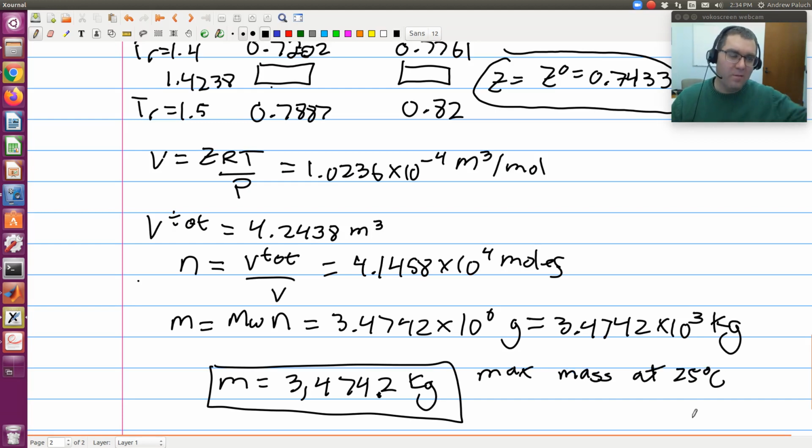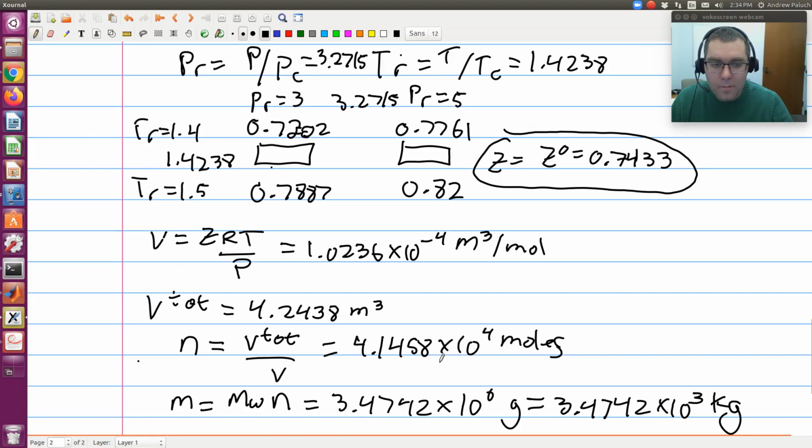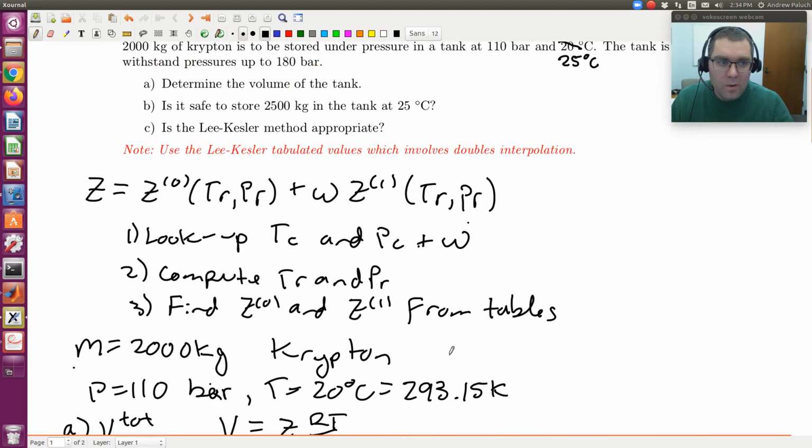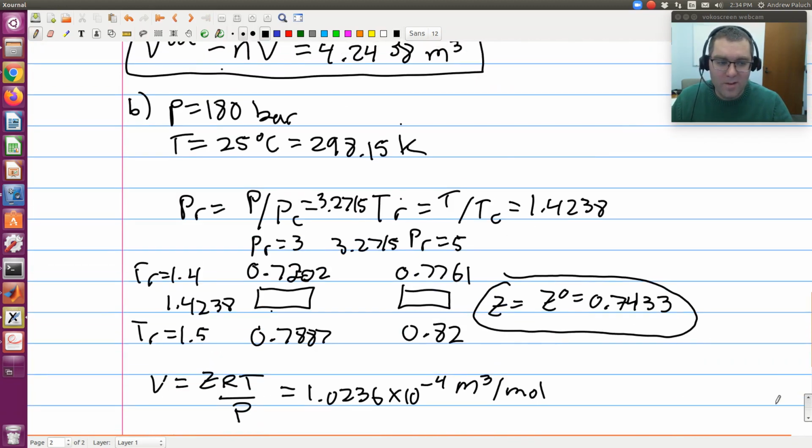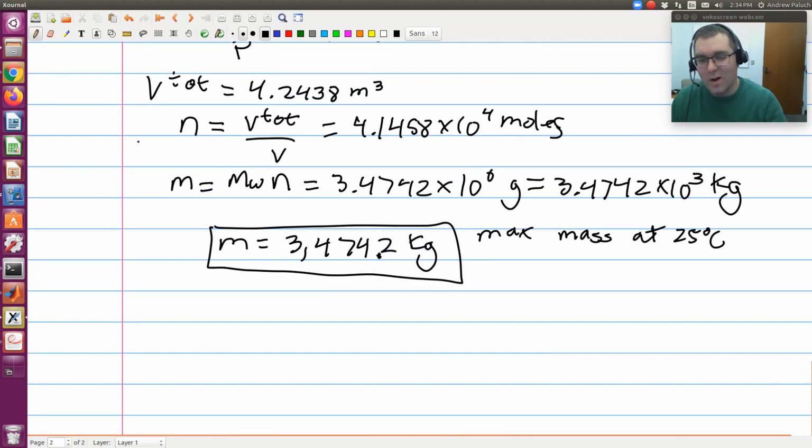Again, my total volume is assuming I had 25 degrees C in part A, which is slightly off. So now we can hold over 3,000 kilograms. We only need to hold 2,500 kilograms, so it's safe, right? So we are safe. Woohoo!